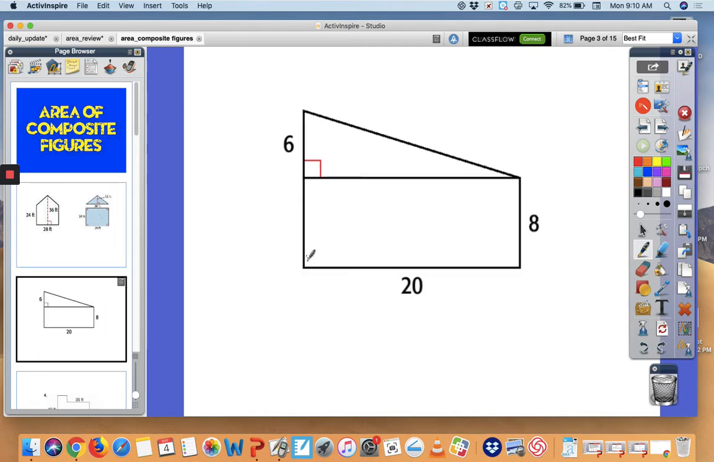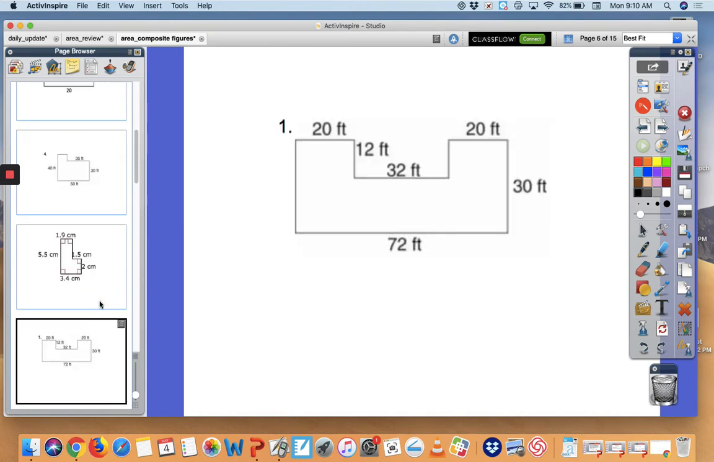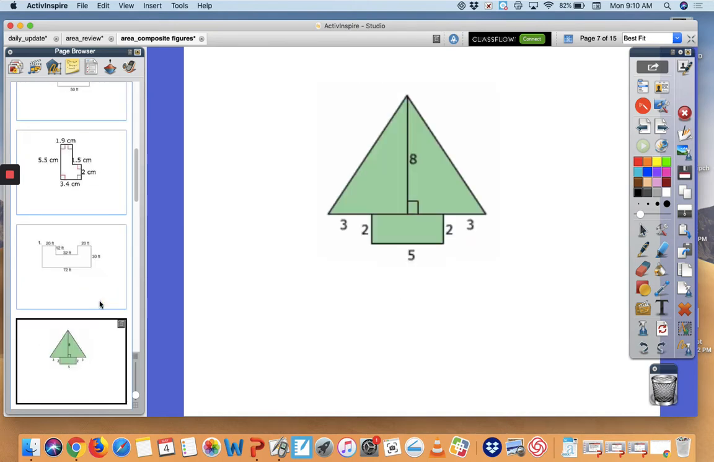This is another example of a composite figure. You've got a rectangle and a triangle together. Here we go with another one. Now this one is a combination of a couple of different rectangles. You could split it up here if you wanted to. You could split it up here if you wanted to. You could make it even into three if you wanted to. The point is, a composite figure is two or more shapes put together. These are all examples of composite shapes.